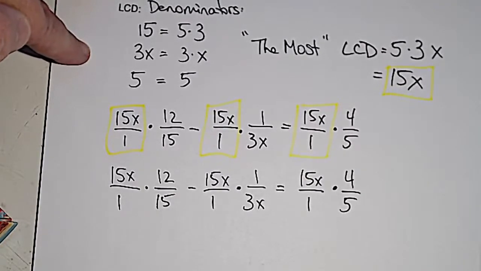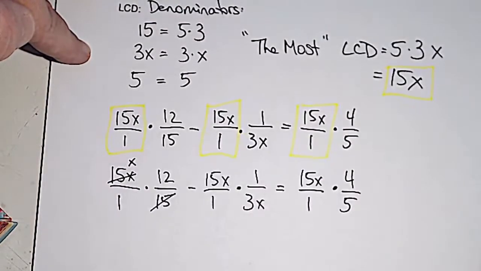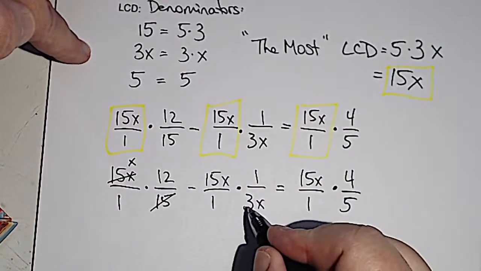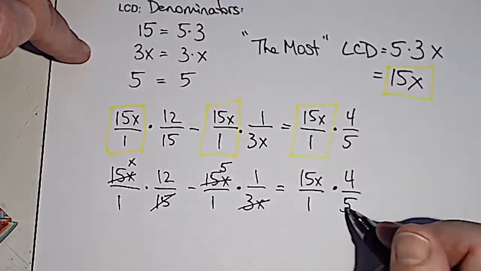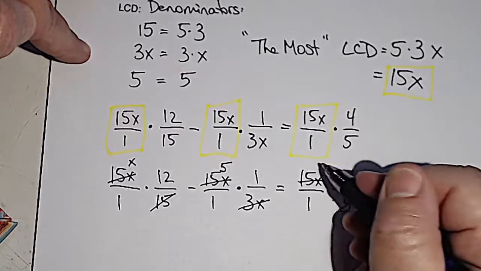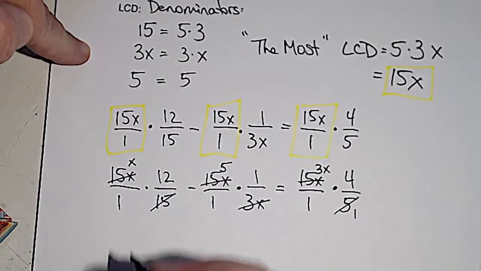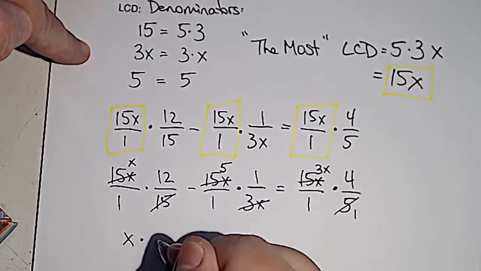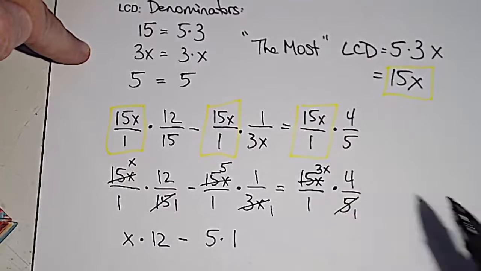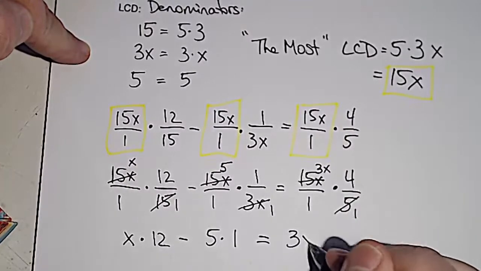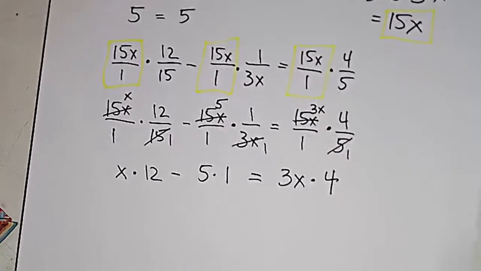Okay, so let's see. I'm going to cancel the 15. That leaves x there. I'm going to cancel the 3x with the 15x, and that leaves 5. Cancel the 5 with the 15x, and that leaves 3x. Okay, it's kind of a mess, so I'm going to rewrite x times 12 minus 5 times 1 equals 3x times 4. So take a good look at that. See if you see where I'm getting all these from.